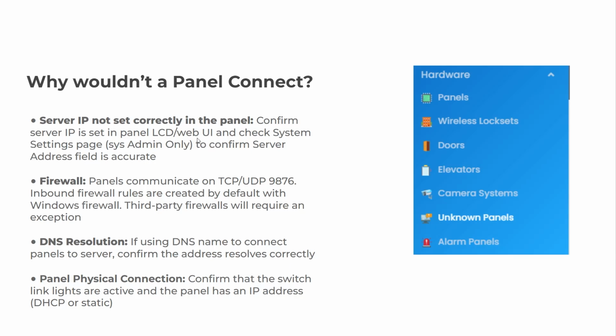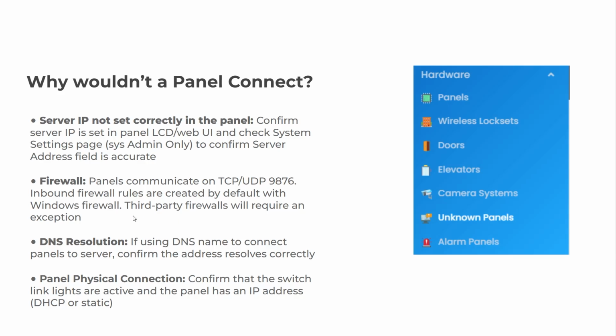And finally, you'll want to confirm in the system settings page in the software that the server address field is accurate. We'll go over that in a little more detail as well. The second most common reason is firewall. So the door controllers typically communicate on TCP and UDP 9876, and it's an outbound connection from the panel to the server. So that means we gotta make sure our inbound firewall rules are set for these ports.